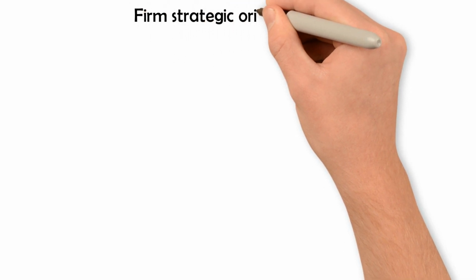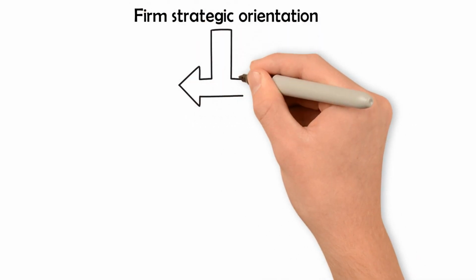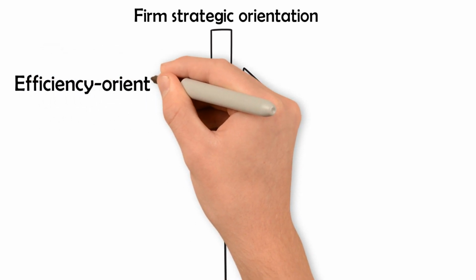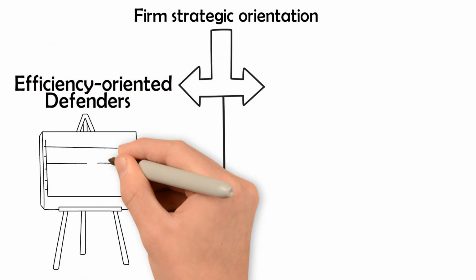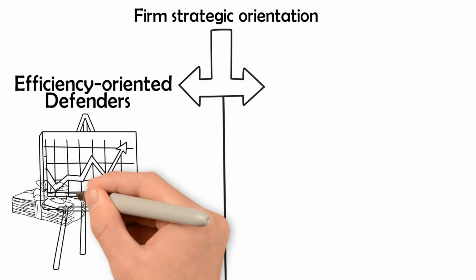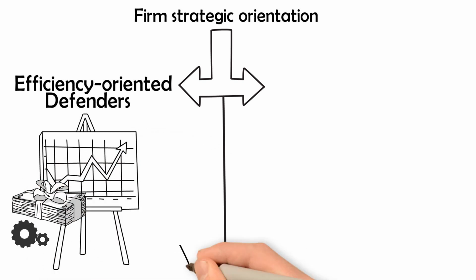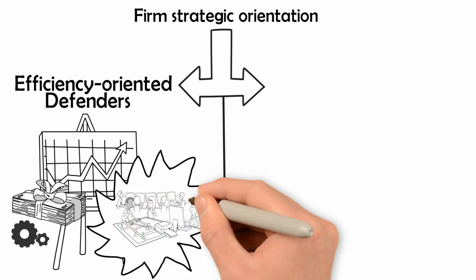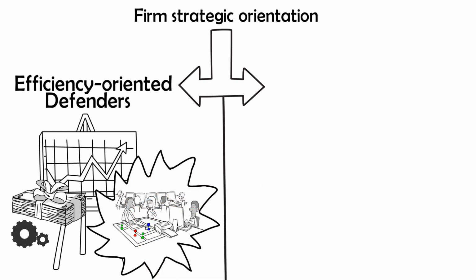Firm strategic orientation, in turn, can be represented along two dimensions. At one end of the spectrum, efficiency-oriented defenders tend to define performance in terms of cost control and operate in a placid environment with stable tasks. Jobs are typically standardized, and the organizational structure is hierarchical.